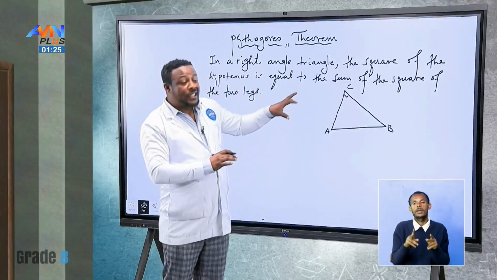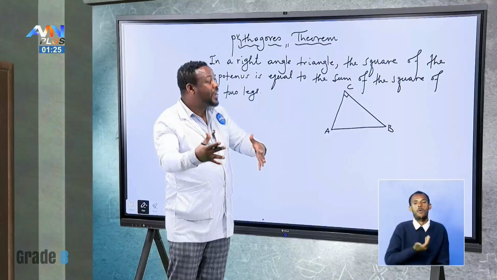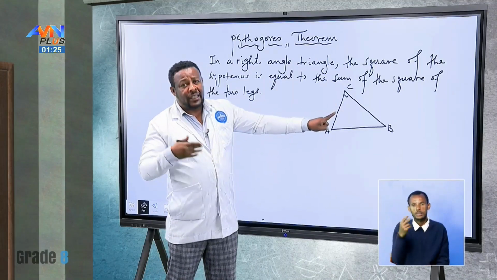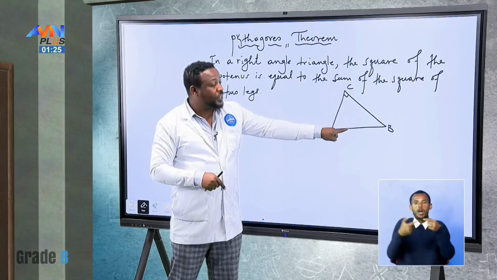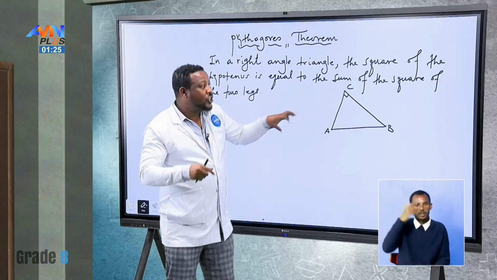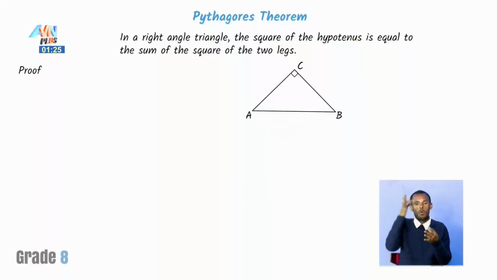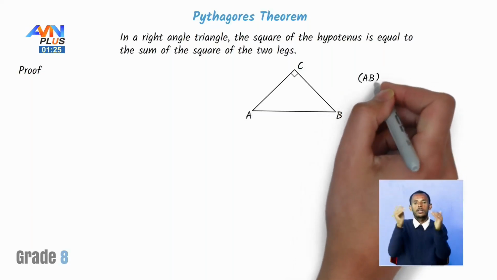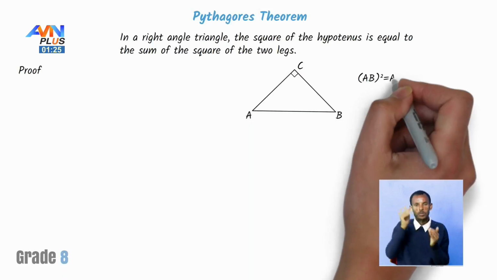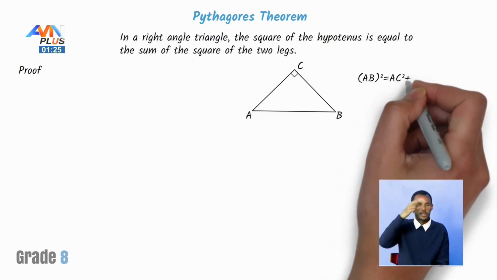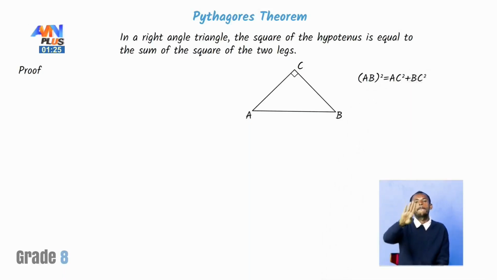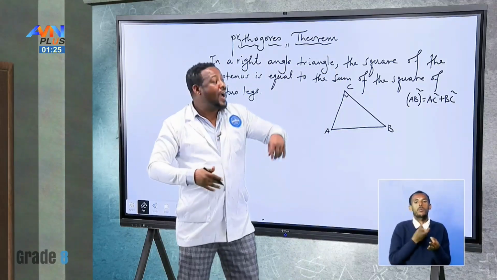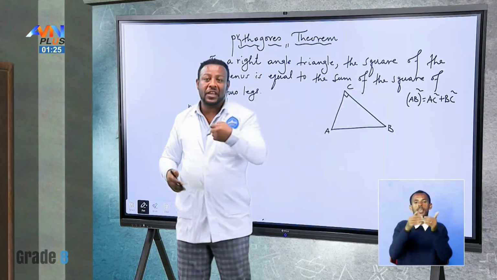In this case, if this is a right angle triangle, the hypotenuse is always the side opposite to the 90 degree angle. So in this sketch, our objective is to prove AB square is equal to AC square plus BC square. This is our target. We will prove how this equation can be derived.